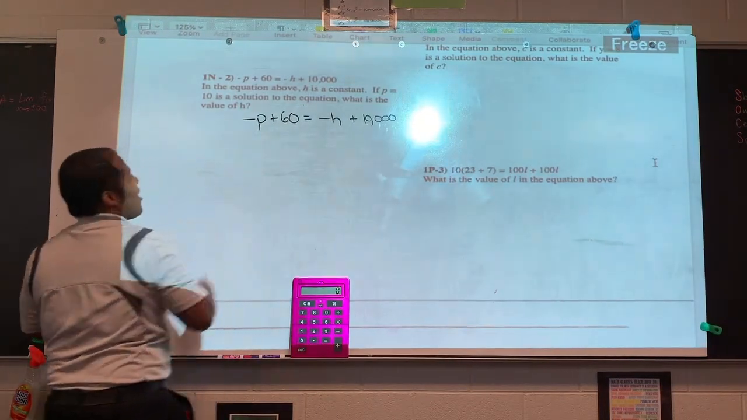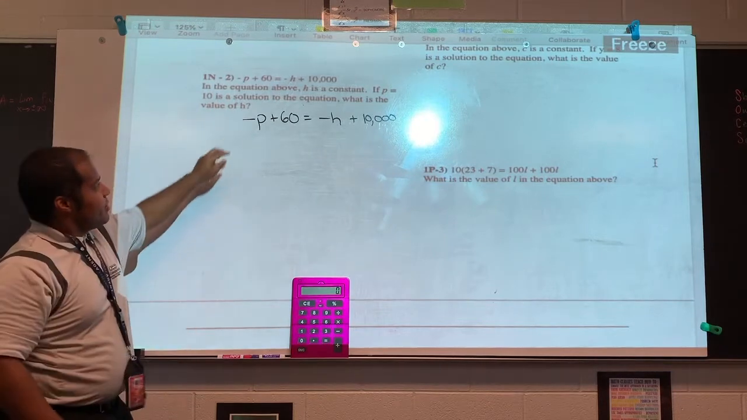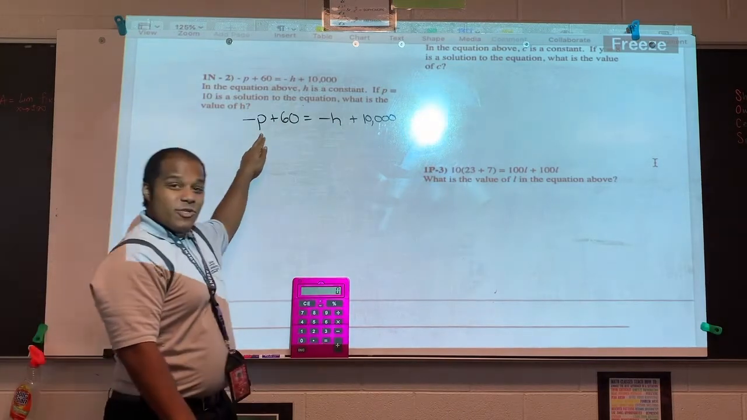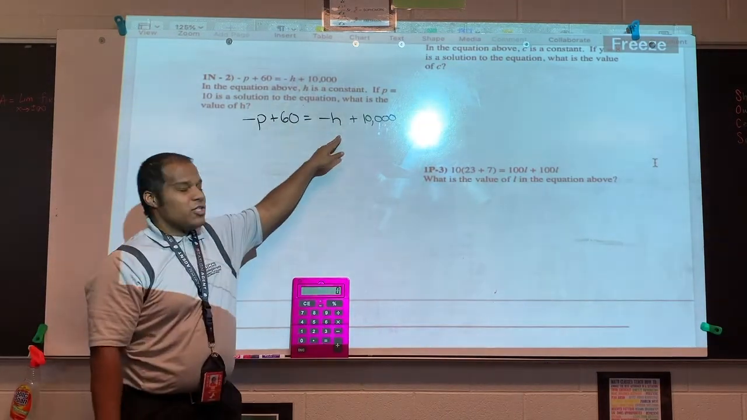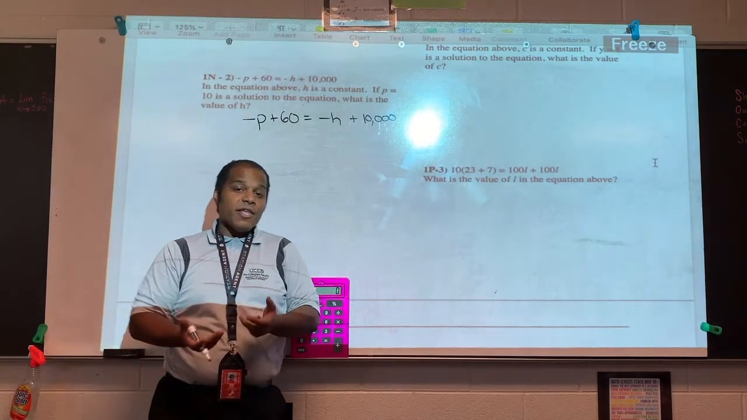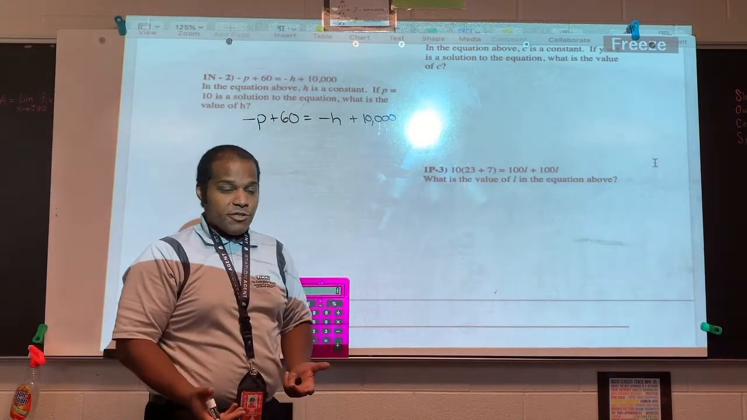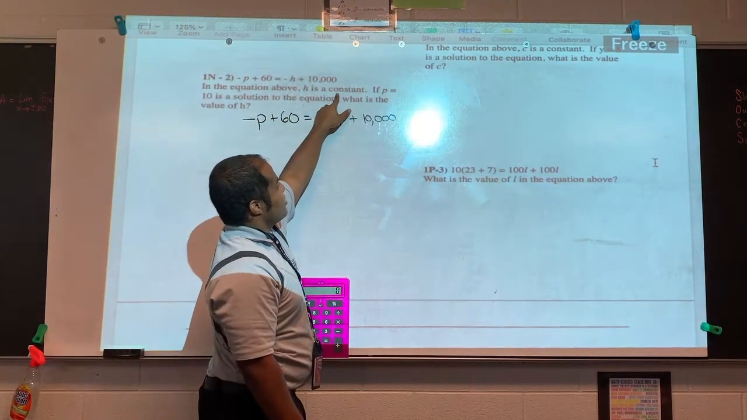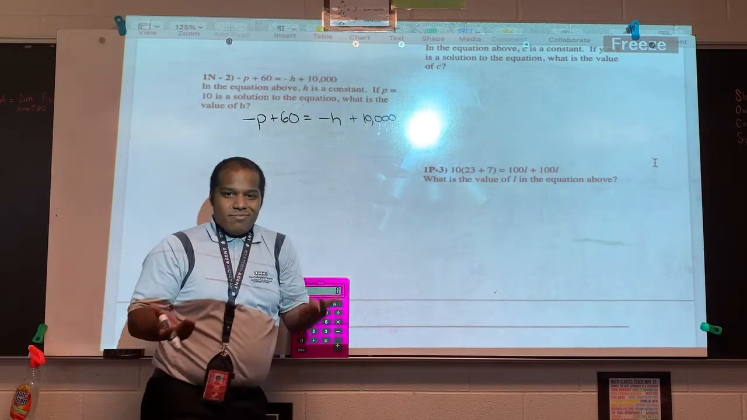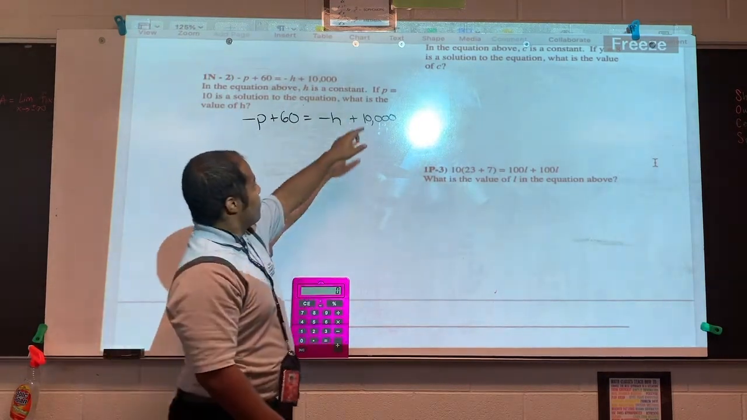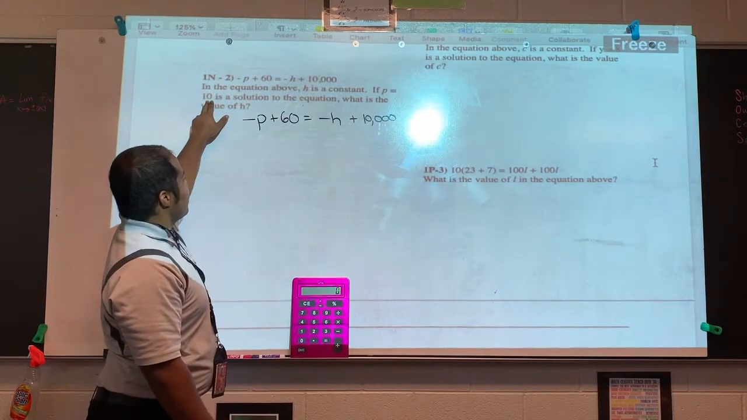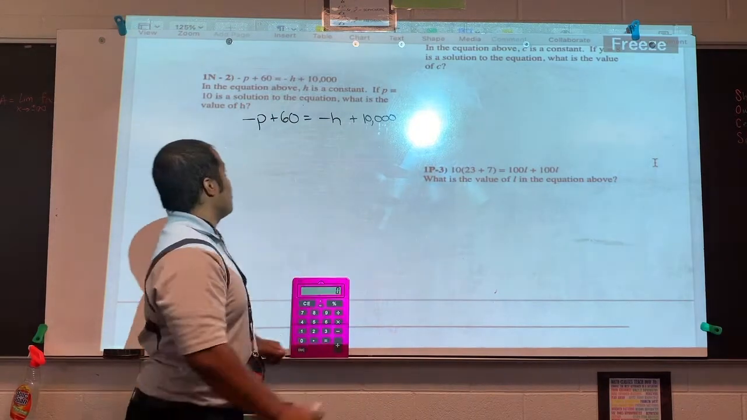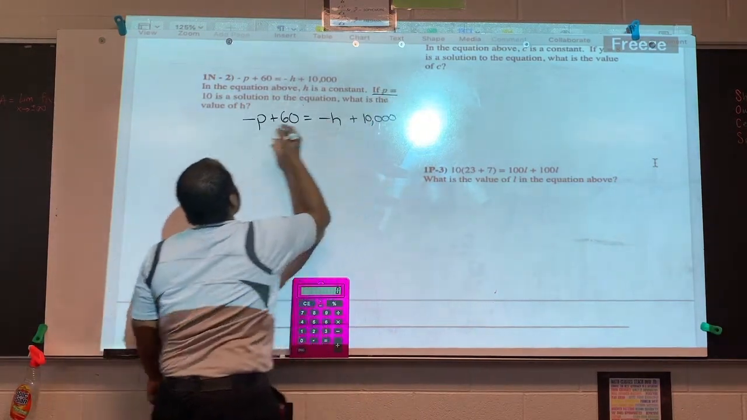All right, so what we have, negative p plus 60 equals negative h plus 10,000. Normally when we have two variables, meaning letters, p and h, our hands are kind of tied for solving unless we have some other information that helps us first. So reading back through the problem, in the equation above, h is a constant. What a constant means is it's a number. It's going to be some number. If p equals 10 is a solution to the equation, what is the value of h? There is our key right there. P is equal to 10.